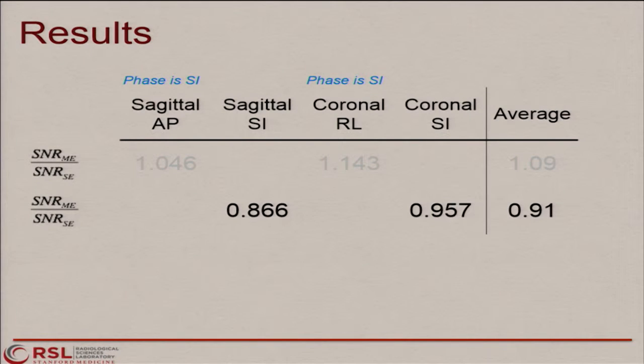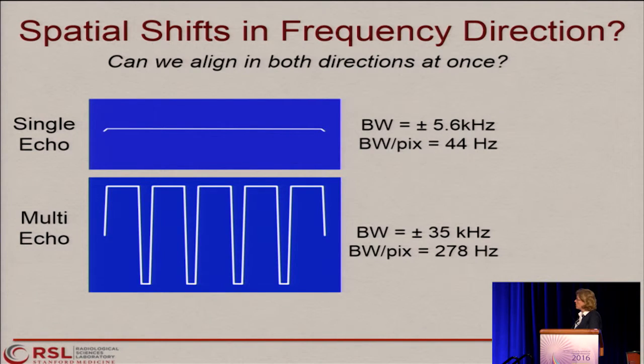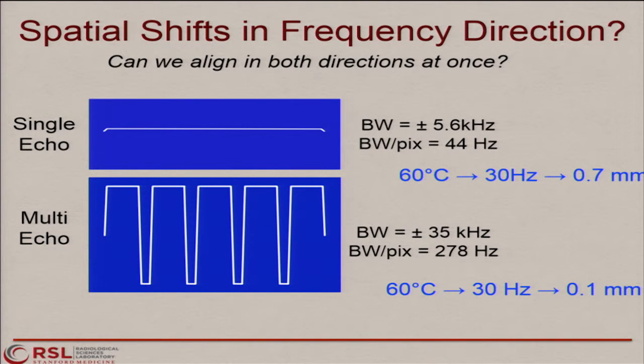If you look at the same scan planes, but now when the phase encode is, so this is a frequency encode direction now that it's shown right here. Now phase encode is not in the SI, and you can see that it compares very well with theory. Okay, so now that question about can we align in both directions at the same time? So what we see is our spatial shifts from that theoretical 60-degree temperature rise are going to be much reduced.